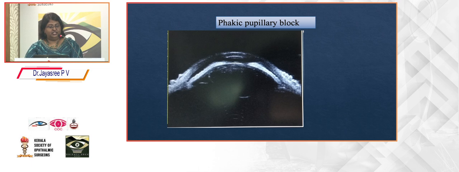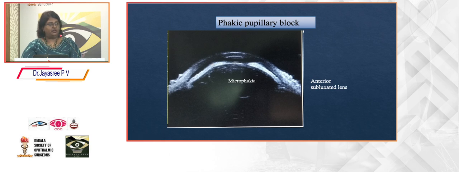So this is a condition of phakic pupillary block. What are the things that you can make out in this case? So I'll suggest something. This is an anteriorly subluxated lens. What else is there? Anything peculiar with the lens? It is a microspherophakia. Can you make out? The lens is spherical. The lens is small. So it is a microspherophakia.